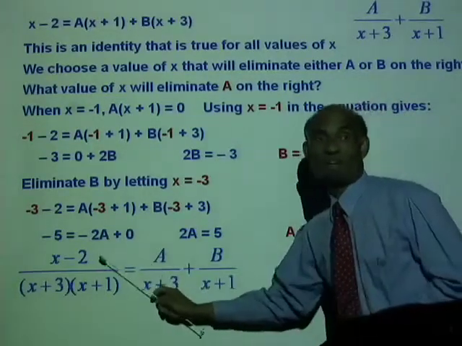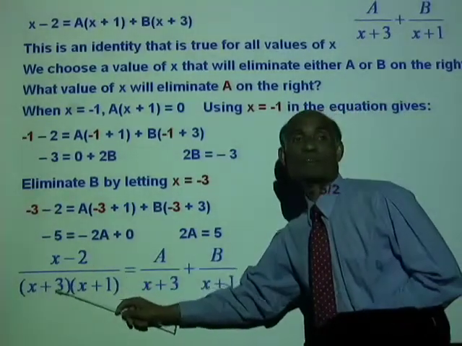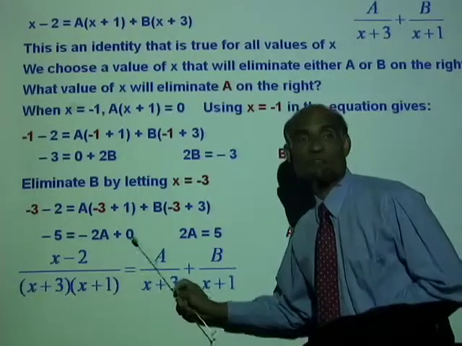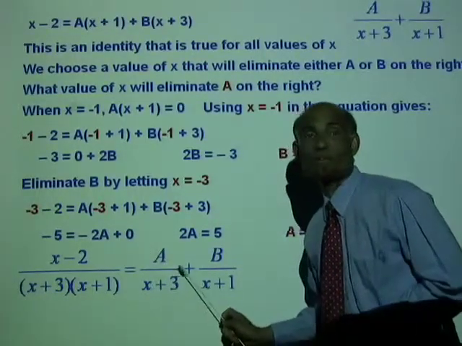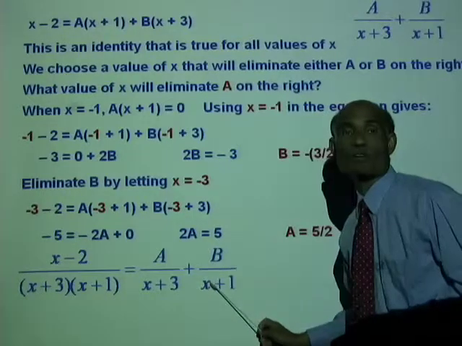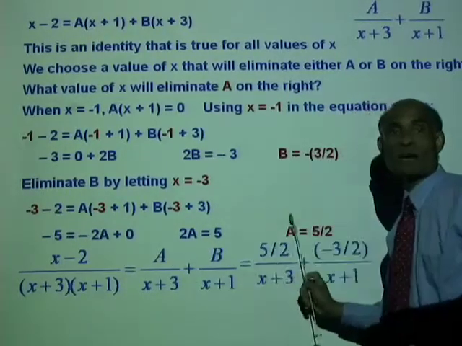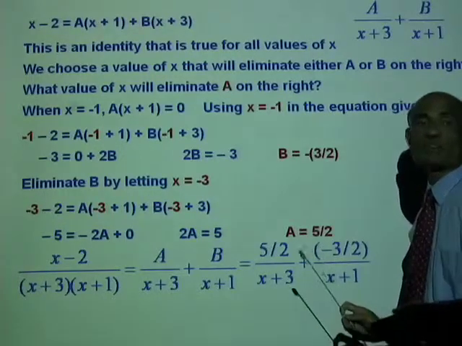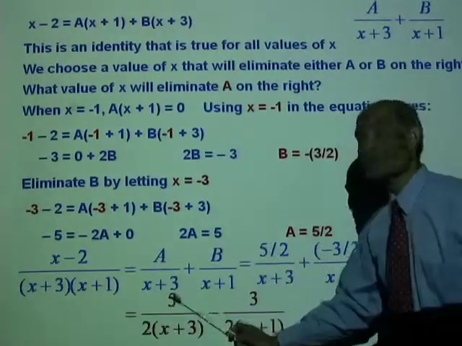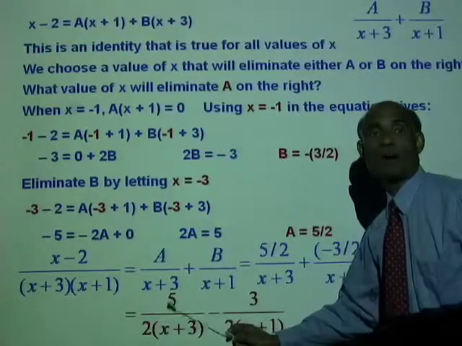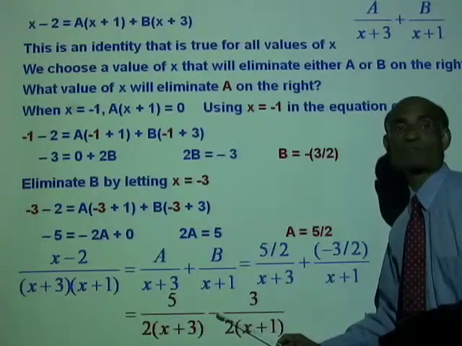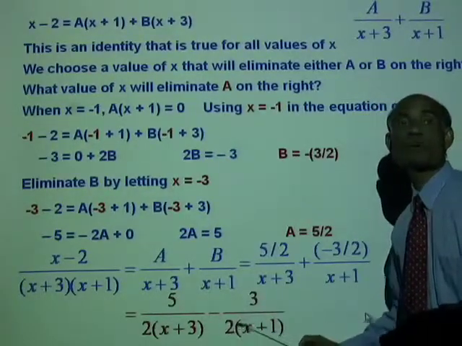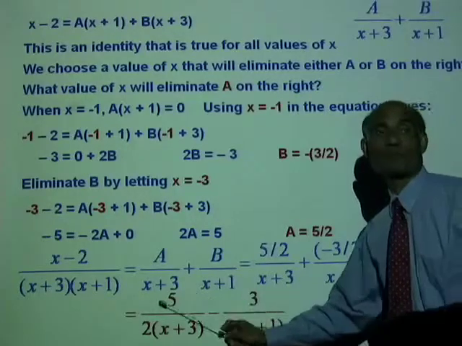So we have x minus 2 over x plus 3 times x plus 1 is a over x plus 3 plus b over x plus 1. Replace a by 5 over 2 and b by negative 3 over 2. And look what we have. That would be 5 over 2 times x plus 3 minus 3 over 2 times x plus 1.